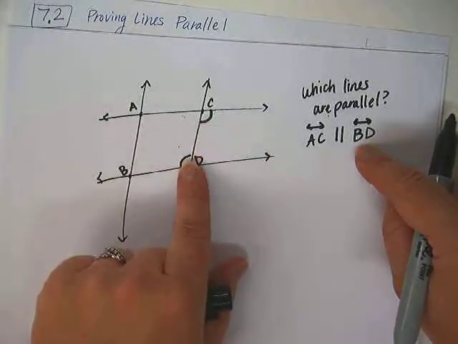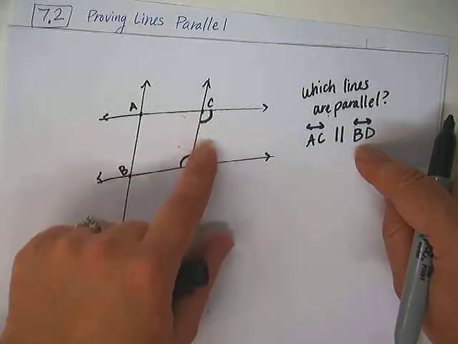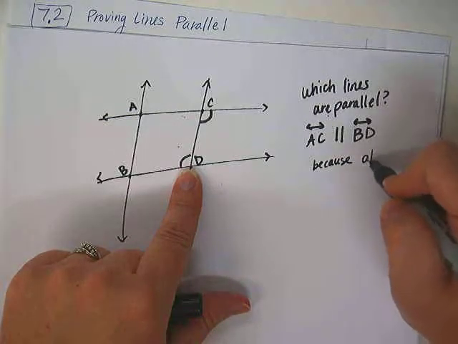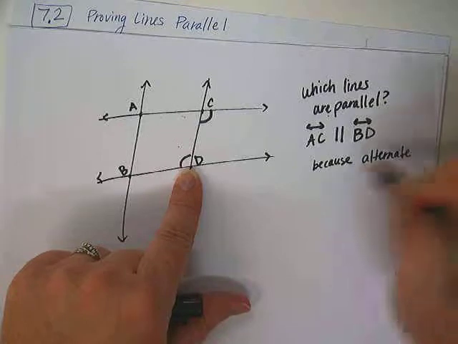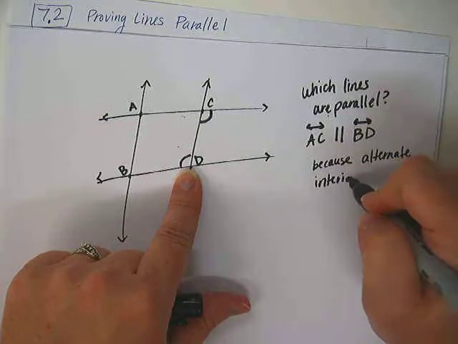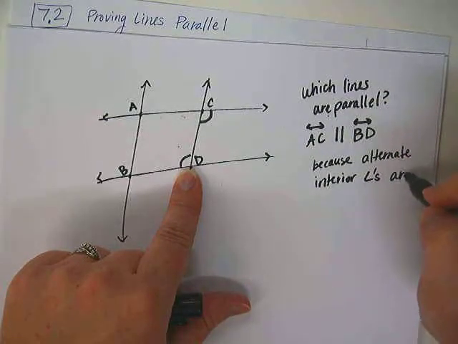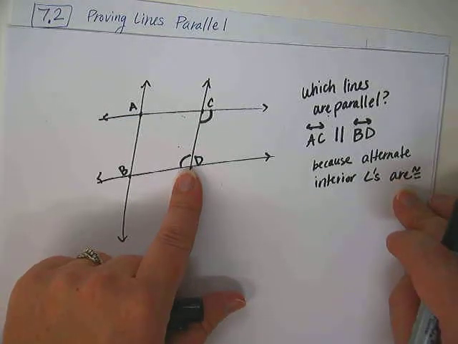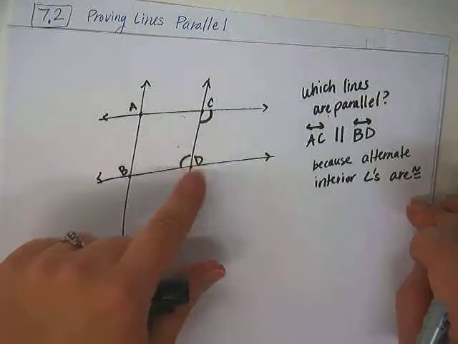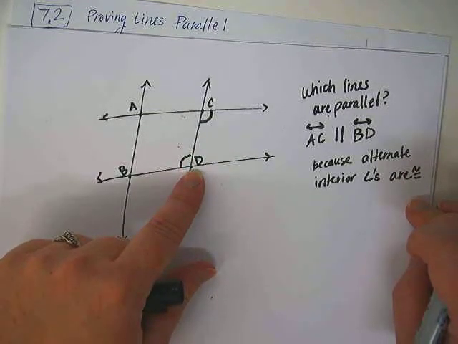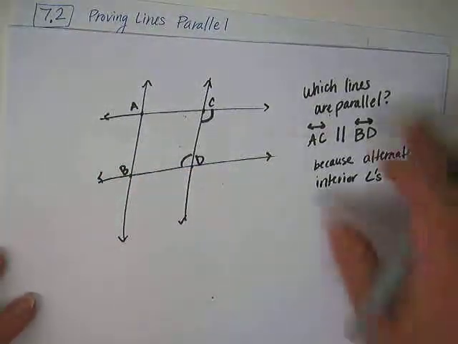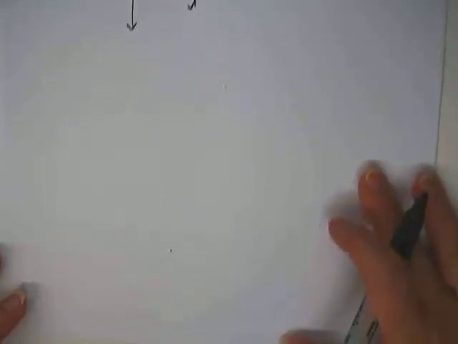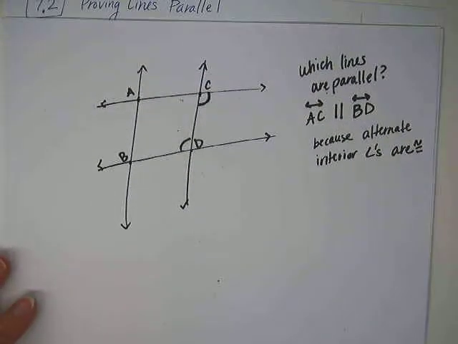Now remember, giving a reason is always half of the answer. So what was the reason for this? What type of angle pair are we working with here? They are alternate interior. So because alternate interior angles are congruent. Okay, so that goes right along with theorem number 2. We've used theorem 2 to prove those lines parallel. Alright, that's how your answers are going to look on your assignment today. Let's try a few others.